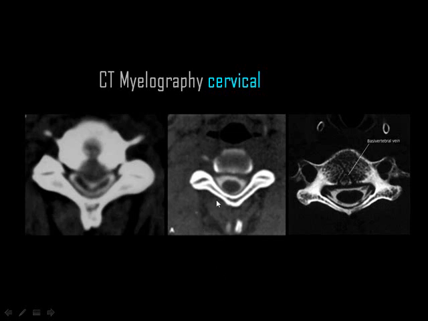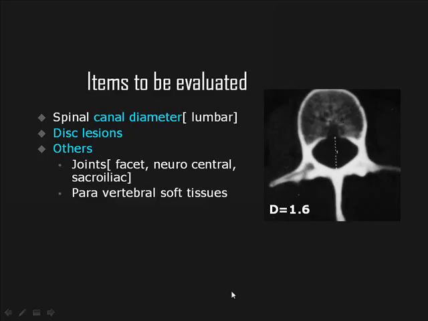Also in the cervical spine, you can see the cervical cord surrounded by the contrast material injected inside the thecal sac. And this is CT myelography of the cervical spine. And you can see here a very large disc compressing the cord as well as compressing the contrast material around the cord.